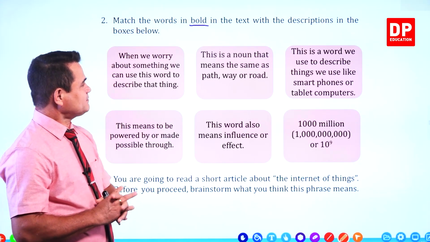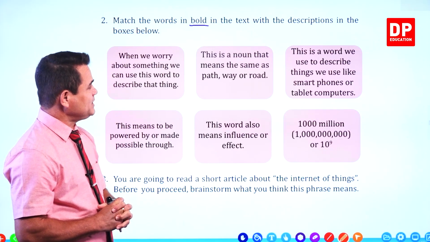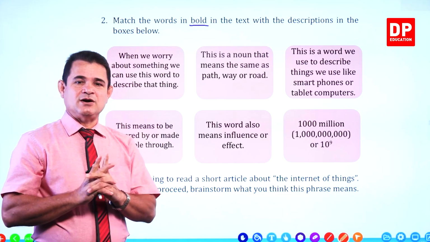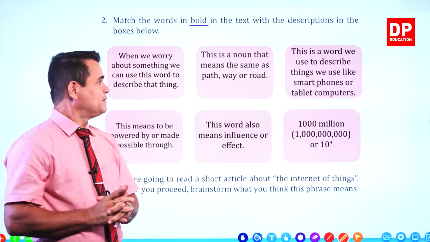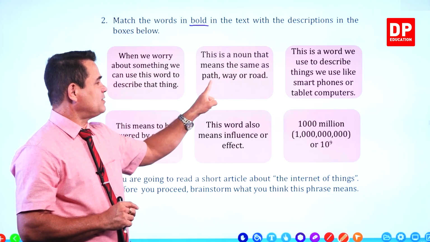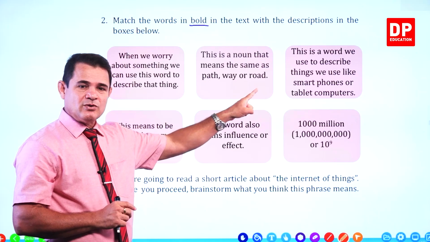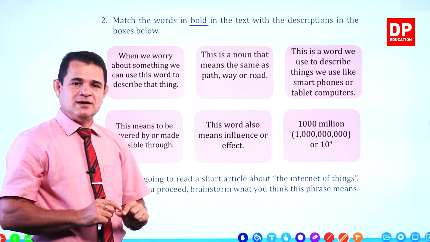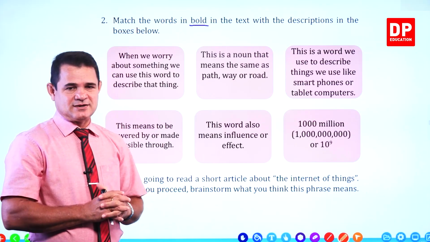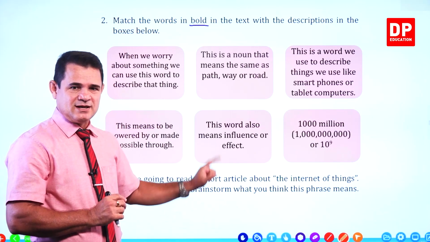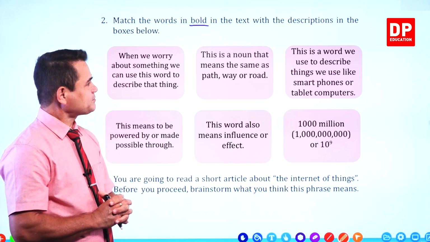Next one. This is a noun that means the same as path, way or road. Path means a way, a road. It is a word that gives that meaning. Look at the text when we read, and see if there is such a word.